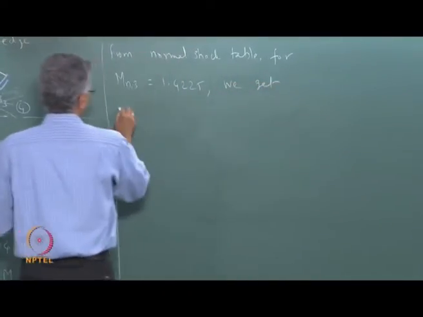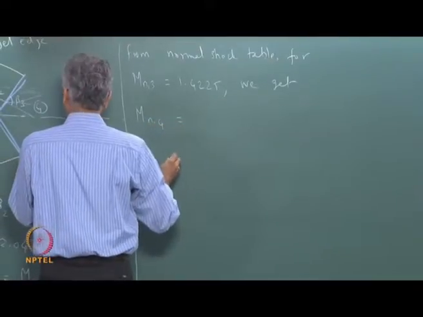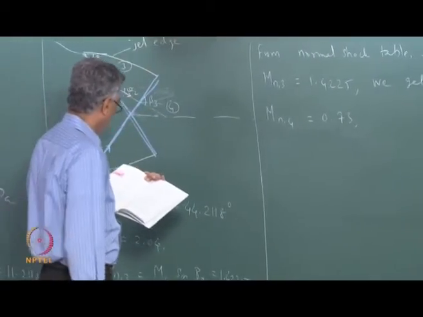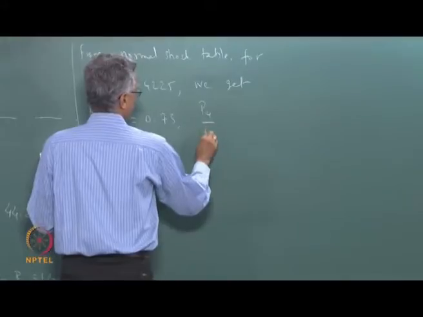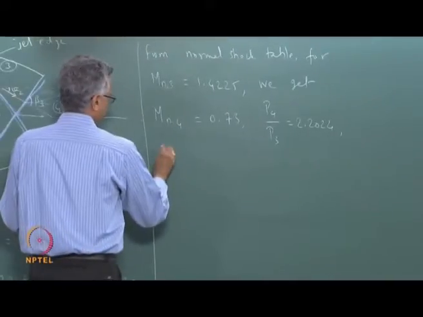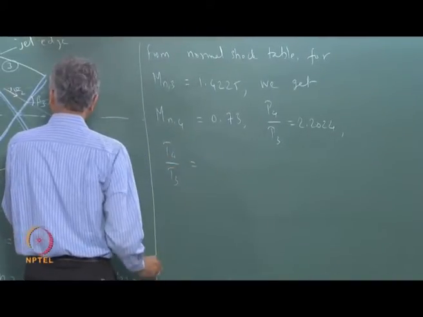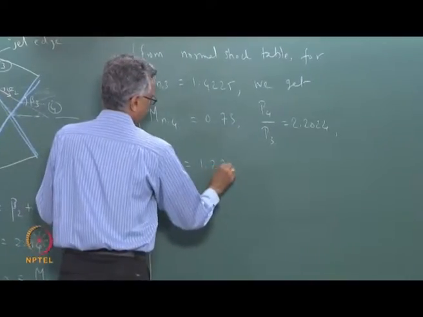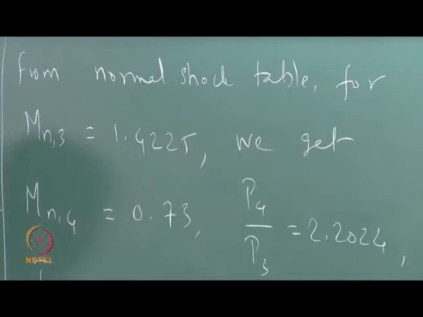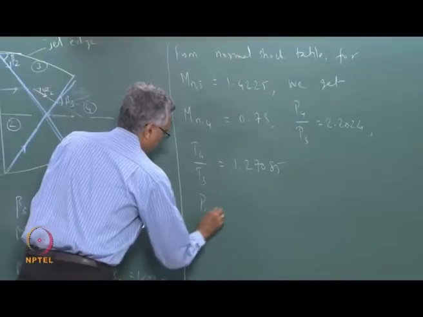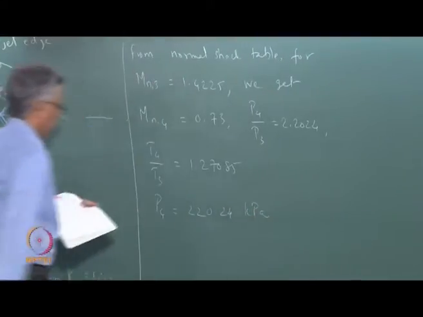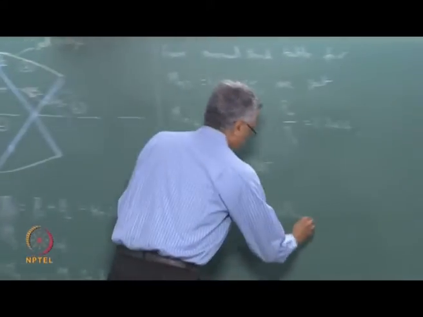So, we get Mn4 equal to 0.73 and P4 over P3 is equal to 2.2024 and T4 over T3 is equal to 1.27085, which allows me to calculate P4 as 220.24 kilopascal and T4 as 208 Kelvin.